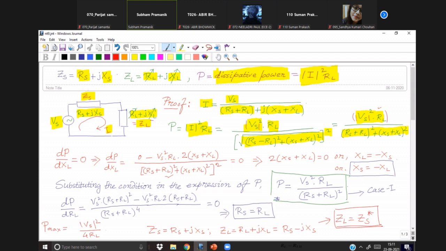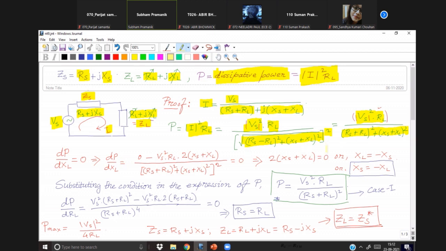So dP/dXL is equal to 0. Anyone can do this kind of differentiation. I'm not going into the mathematics. You can definitely do this. Still, if you need, I can tell you dP/dXL.